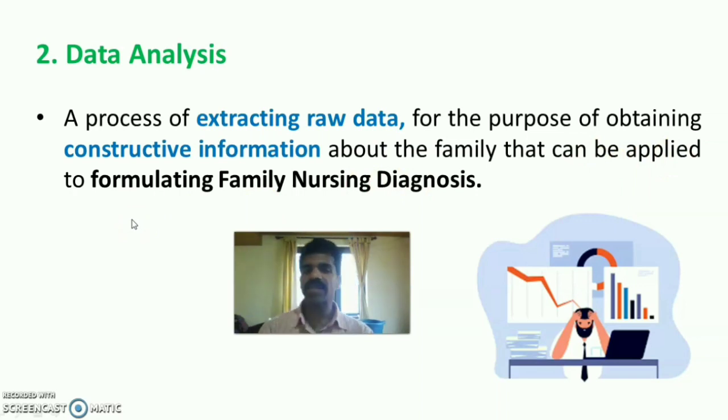So whatever information is collected from the family members is considered raw data. Data analysis is a process of extracting the raw data for the purpose of obtaining constructive or specific information about the family or family members that can be applied later. It can be applied to formulate the specific family nursing diagnosis.